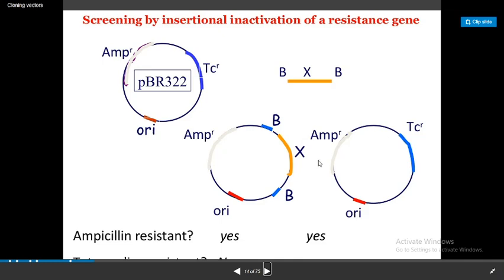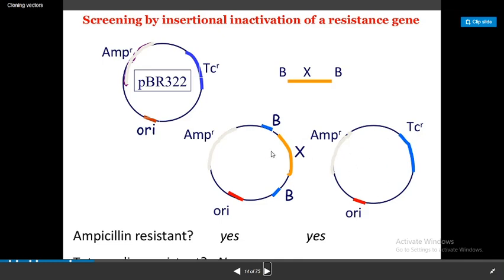What about this side? Here also ampicillin is active. But when we look at the tetracycline resistant region here, what about here? The tetracycline resistance is absent over here because this insert comes and blocks the tetracycline activity of this plasmid. But what about this one? There is a tetracycline resistant area. So in this plasmid you can see only the ampicillin resistant region, but in this plasmid you can see both ampicillin and tetracycline resistant regions.